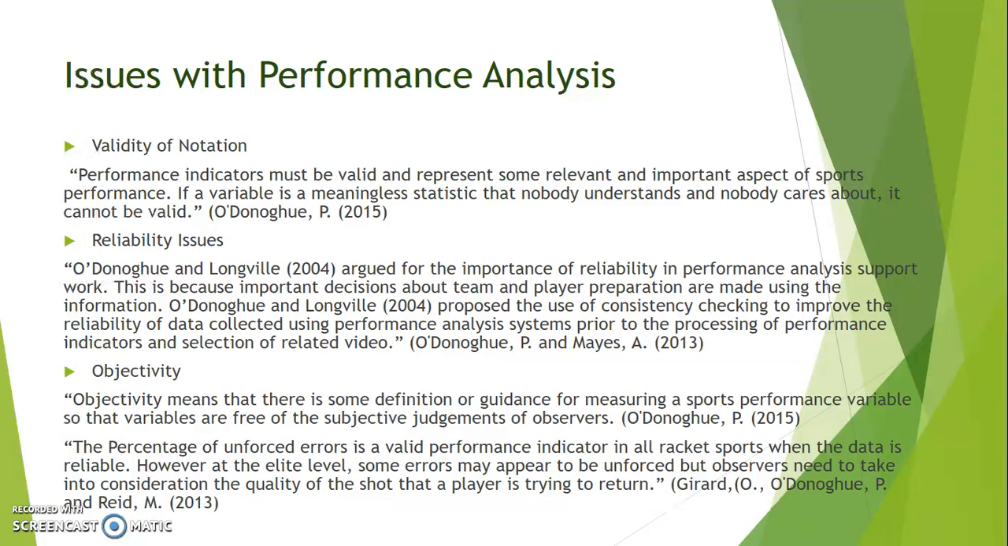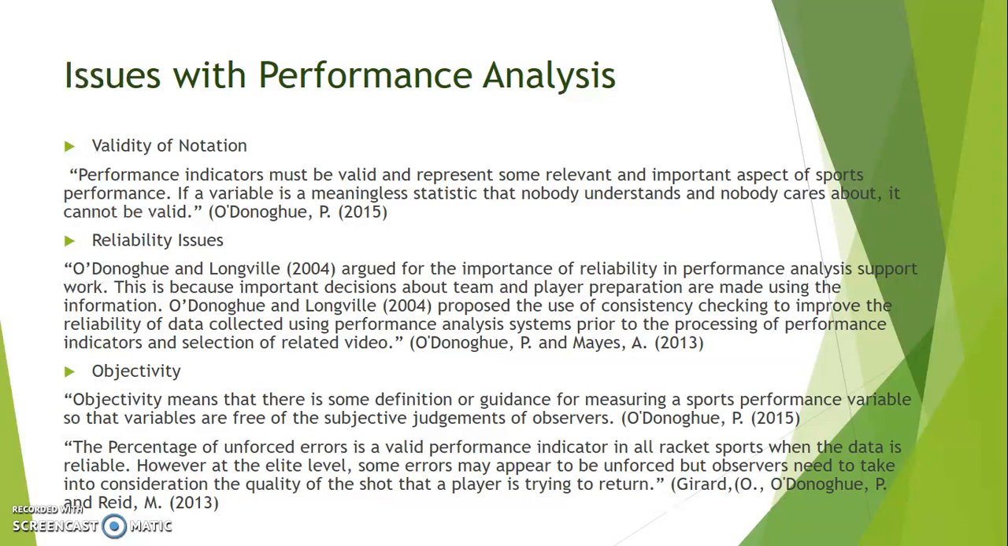The final issue of performance analysis is objectivity, which is that when analysing the data, you are unknowingly biased towards a player, making the data invalid. O'Donoghue states that objectivity means that there is some definition or guidance for measuring sports performance variables so that variables are free of subjective judgments of others. As long as all performance analysis sticks to this, there should be no bias in the data.